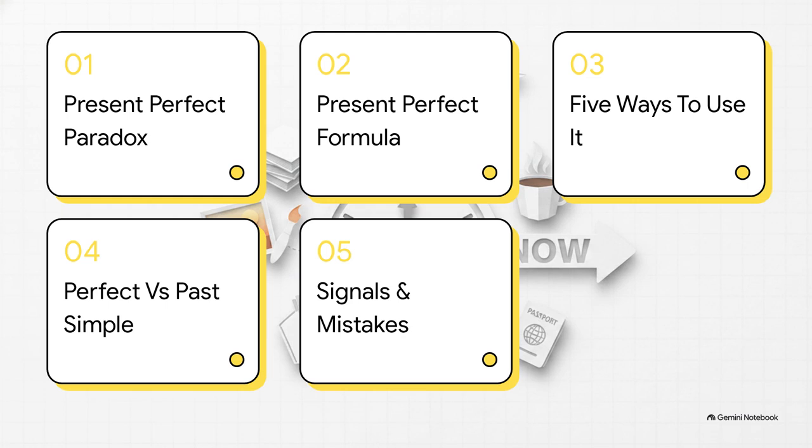So here is our roadmap for the explainer today. First up, the present perfect paradox. Second, the present perfect formula. Third, 5 ways to use it. Fourth, present perfect versus past simple. And finally, signals and common mistakes.